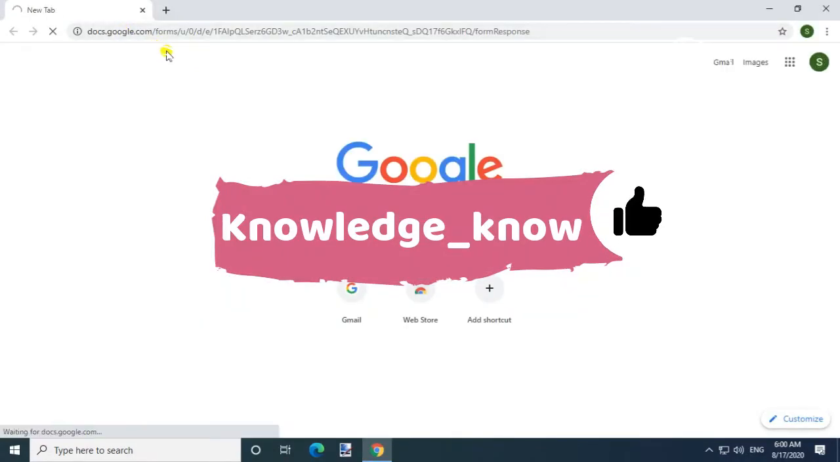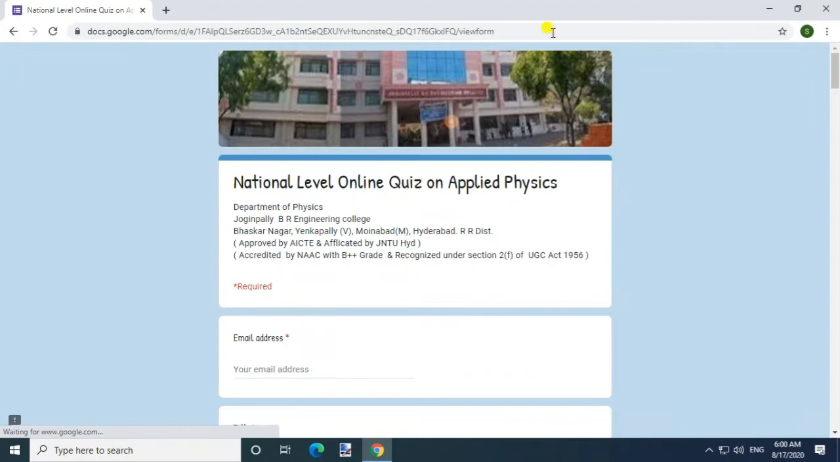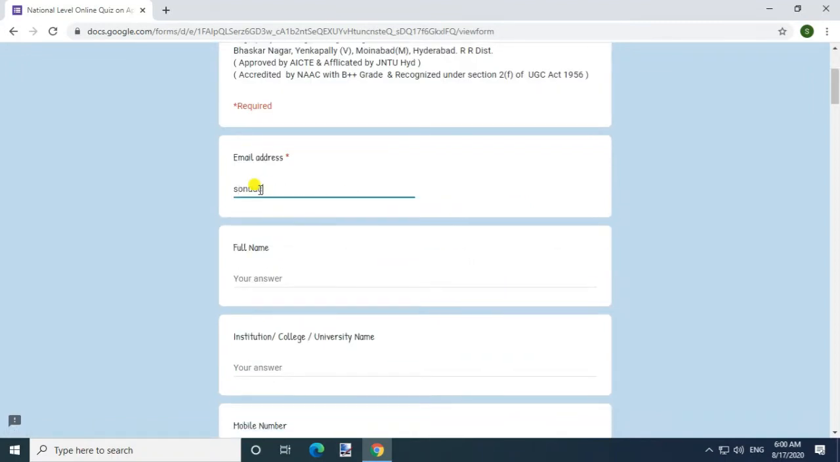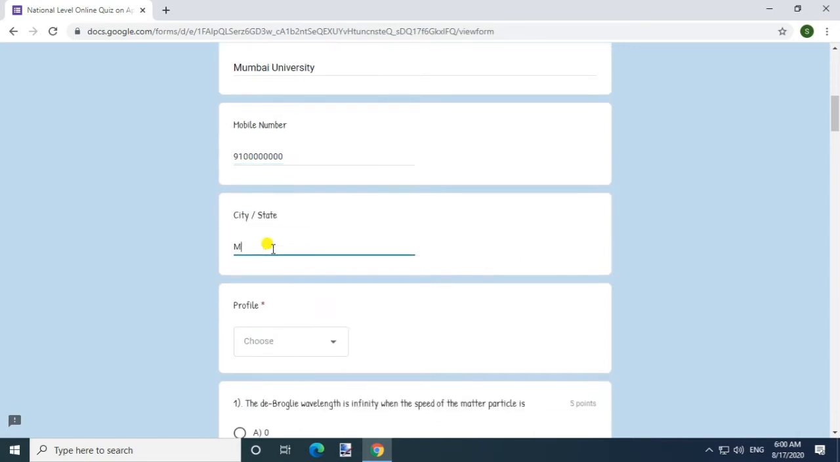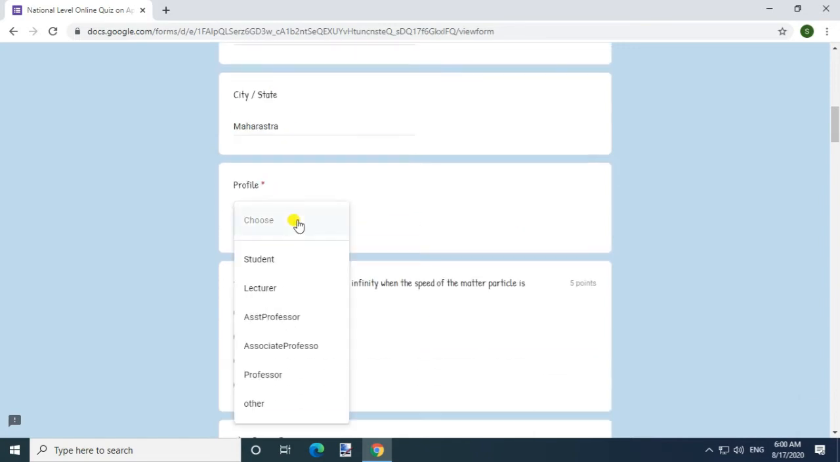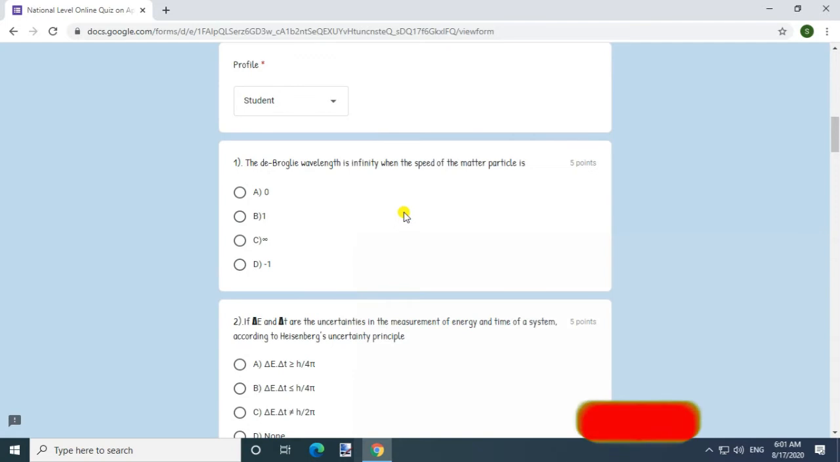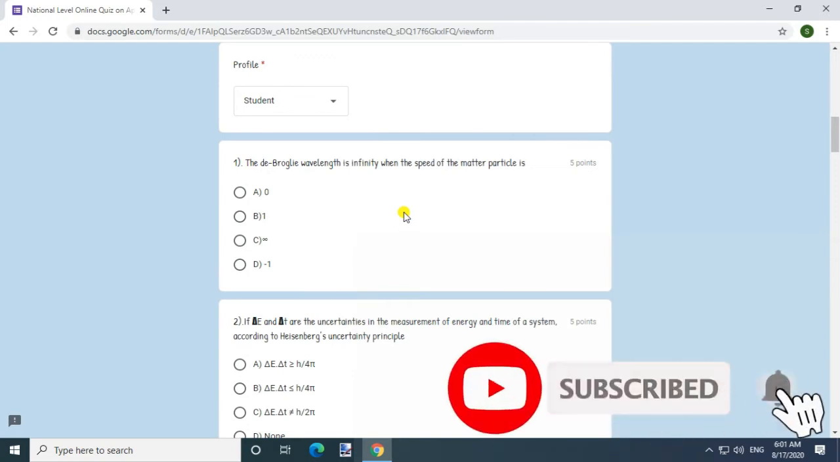National level online quiz on applied physics. Enter email address. Enter full name. Enter institution, college, university name. Enter mobile number. Enter city, state. Select profile. Question 1. The de Broglie wavelength is infinity when the speed of the matter particle is.